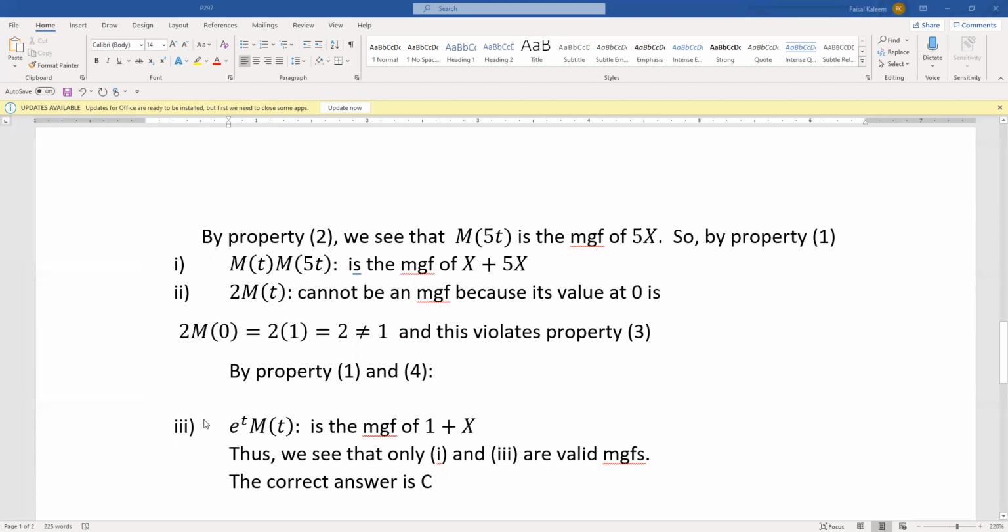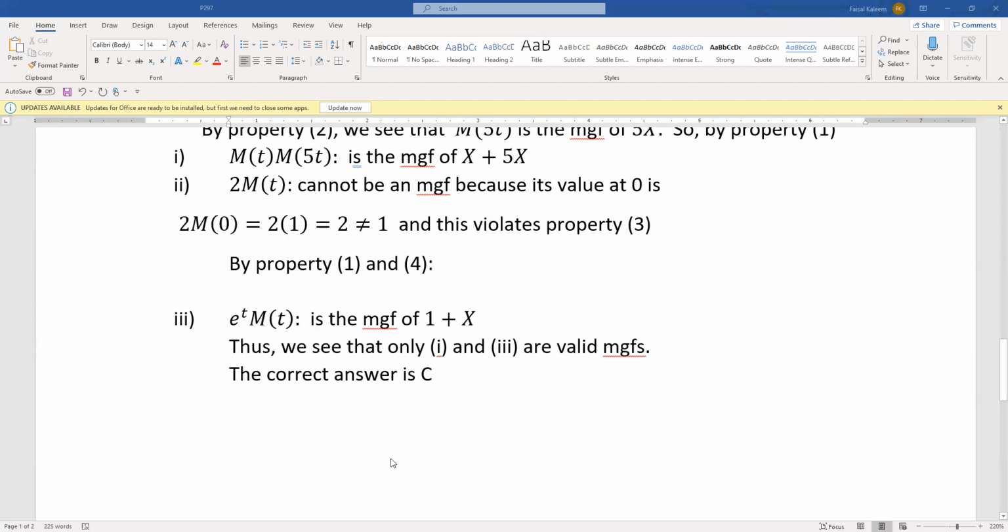And then the third one was e to the t times m(t). Now this is an MGF because we just discovered by property 4 that e to the t is the MGF of 1, and m of t is given to be the MGF of x. So by property 1, the MGF of 1 plus x will be e to the t, the MGF of 1, times the MGF of x. So the MGF of 1 plus x should be the MGF of 1 times the MGF of x, and the MGF of 1 is e to the t by property 4, and the MGF of x is m(t), given. So this one is also a valid MGF. So 1 and 3 are valid MGFs and 2 is not, and that's choice C. That's what choice C was saying, 1 and 3 only.